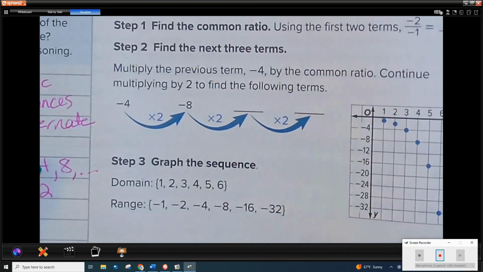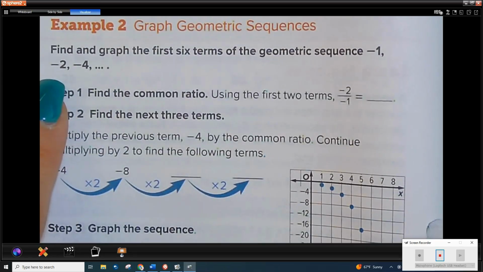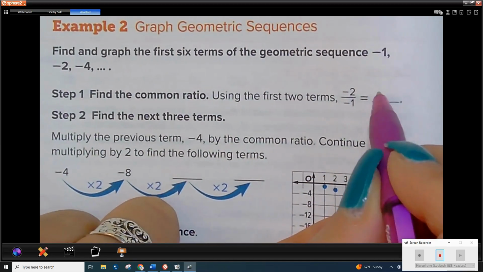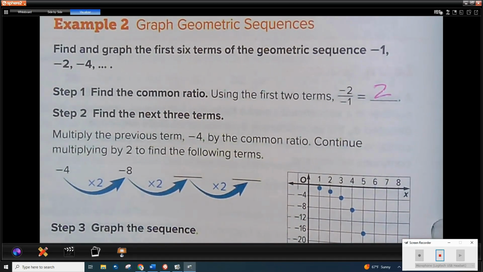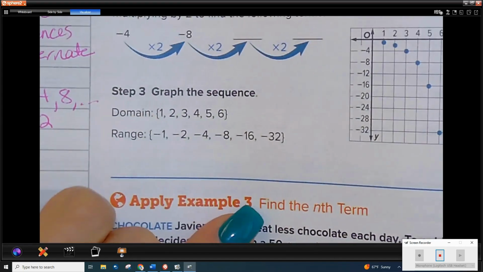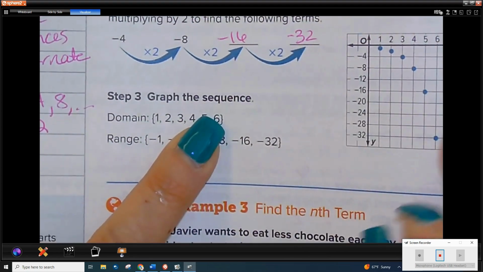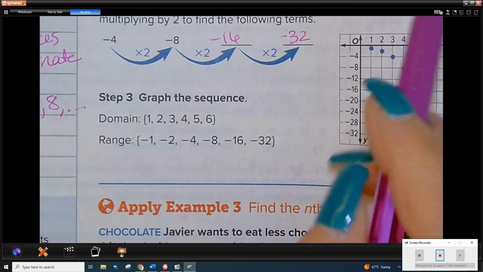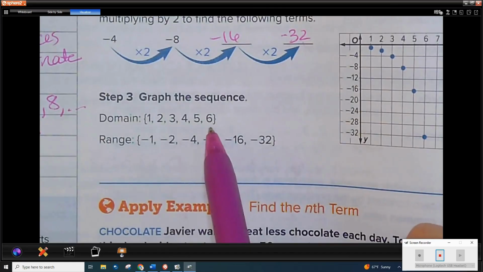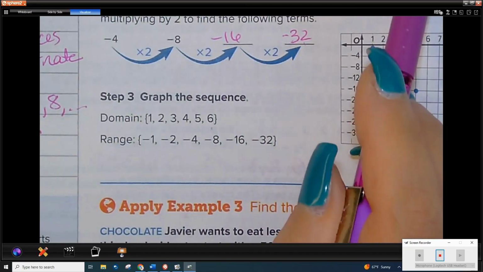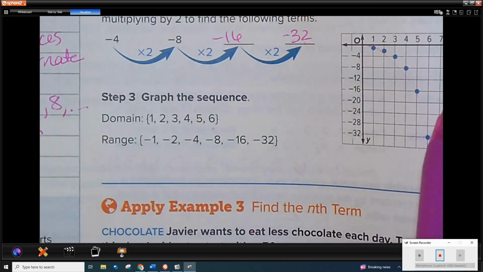Okay, so here's this one. The ratio is -4 divided by 2 or -2 divided by 1. Either way, it's a +2. And you could see that multiplies by 2. Find the next 3 terms. So we go -16, -32. The domain is 1, 2, 3, 4, 5, 6. The range is these values. So when you graph it, your domain are those and the range are those values.